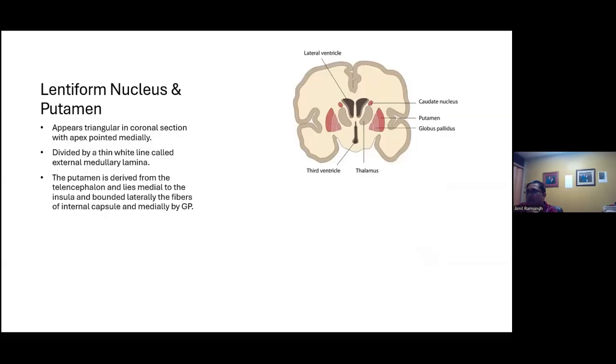The lentiform nucleus, taking into account the putamen, roughly appears triangular in the coronal section, and the apex is pointed medially. It is divided by a thin white line called the external medullary lamina. One thing to note about the putamen is that it is derived from the telencephalon, and it lies medial to the insula and is bounded laterally by the fibers of the internal capsule and medially by the globus pallidus. So it's sandwiched somewhat between the globus pallidus, the insula, and the claustrum as well.